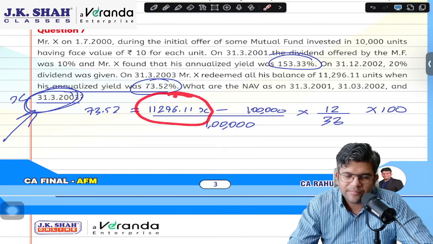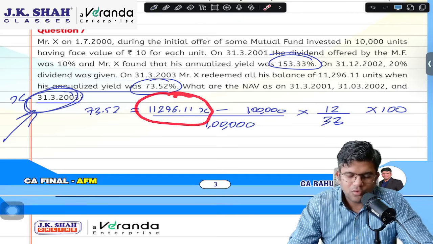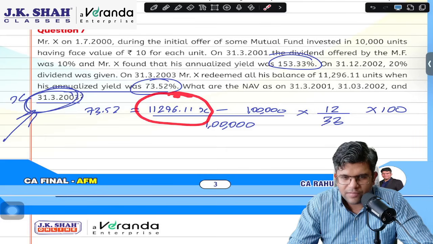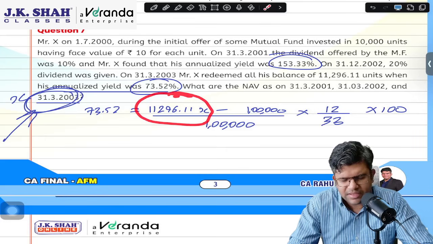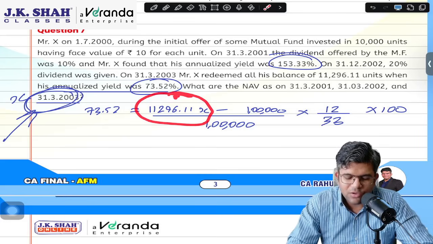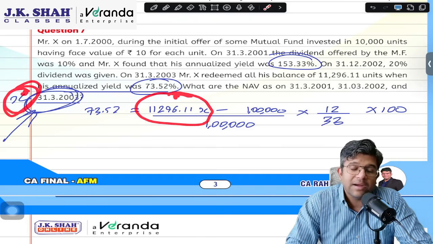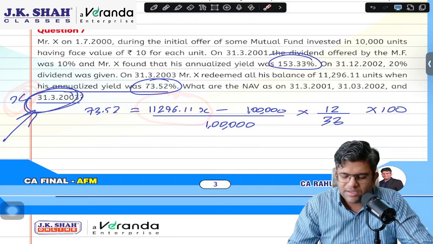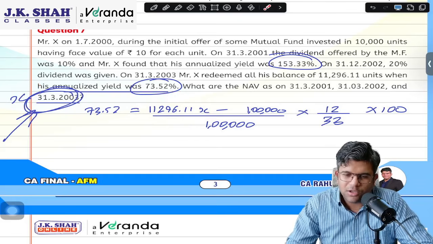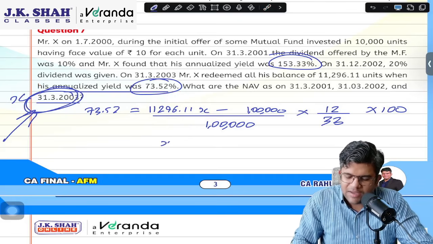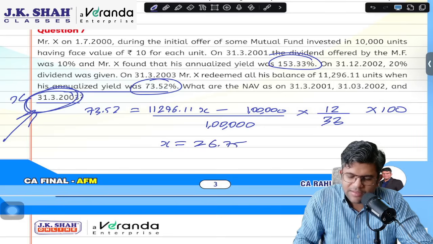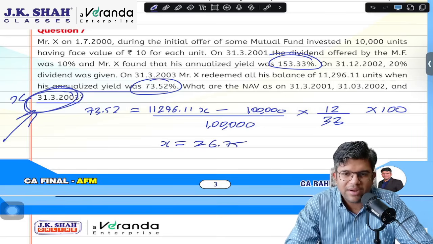Nothing great. You already know how many units you have. There was no further dividend reinvestment, nothing. This is the number of units, 11,296.11, and each unit I'm assuming has a market value NAV of X. So I just place it here. I think it can easily solve X. Can you do the calculation and give me X, please? Sana, thank you. 26.75. Everyone, please check. Are you getting these numbers?